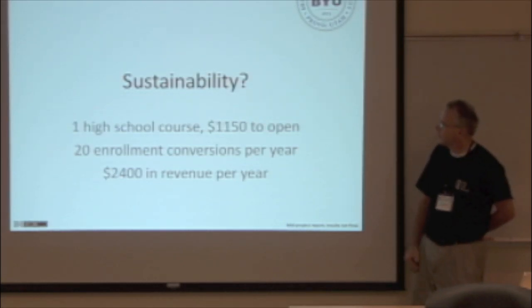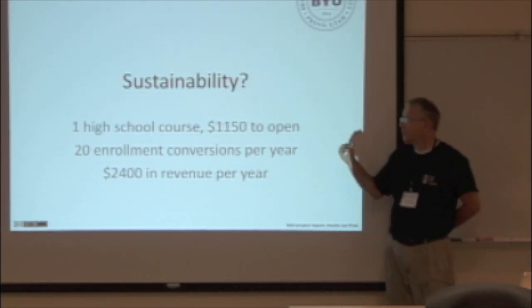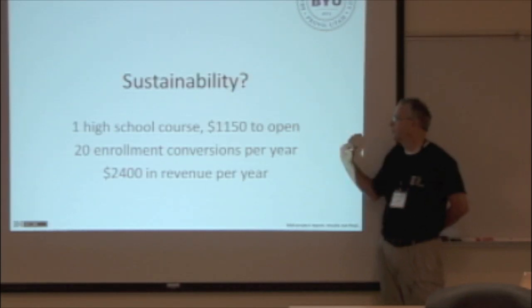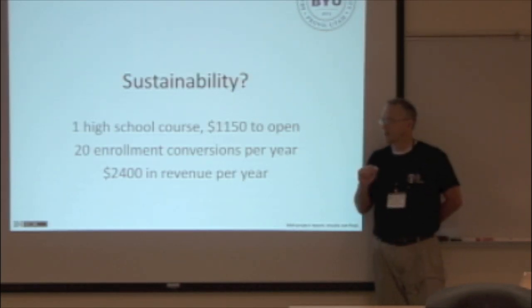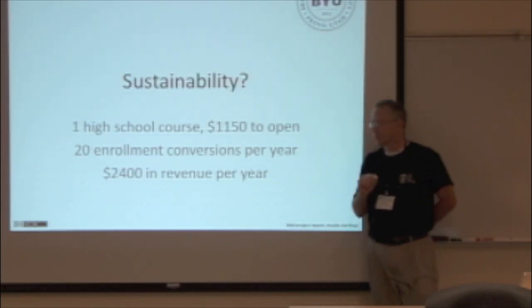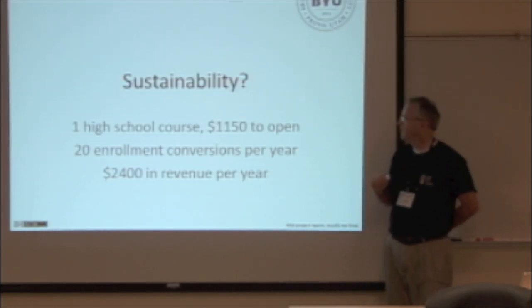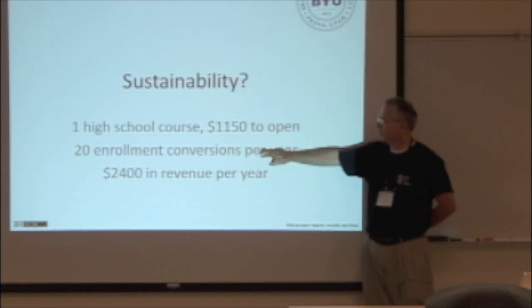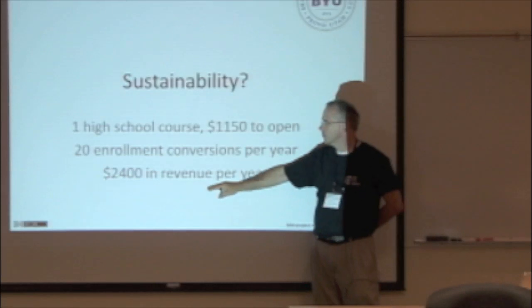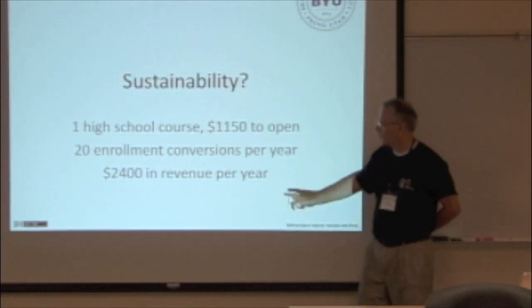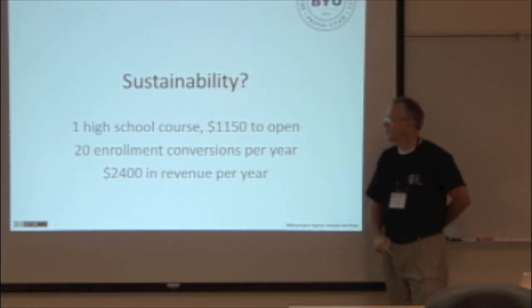And on the high school side, the high school courses are more expensive to open, but the cost is much lower. It's only $120 per course instead of $430. So more expensive to open, more enrollments, but lower revenue. $2,400 in revenue per year on 20 enrollments.